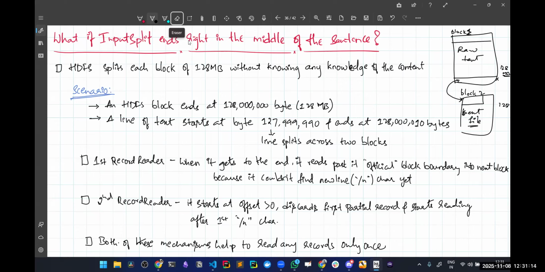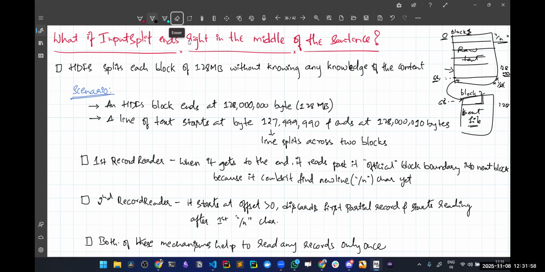For every single row, it expects a new line character. That's how the record reader works. Here we don't see the new line character. That means the first record reader, running on one node, understands that this record is not complete, and it will not stop reading. It knows that block 2 starts from the next offset, like 68 million whatever.